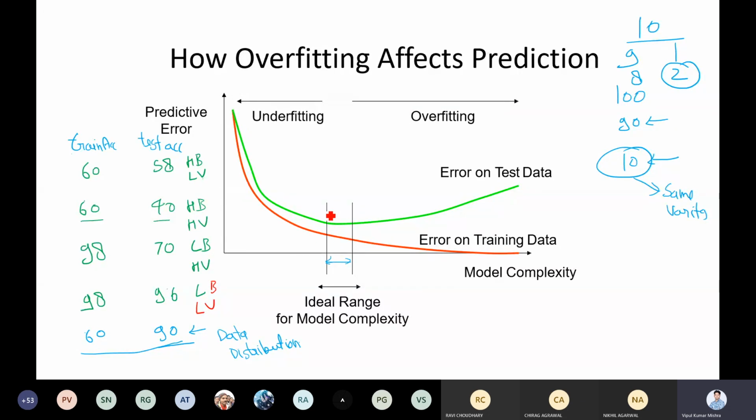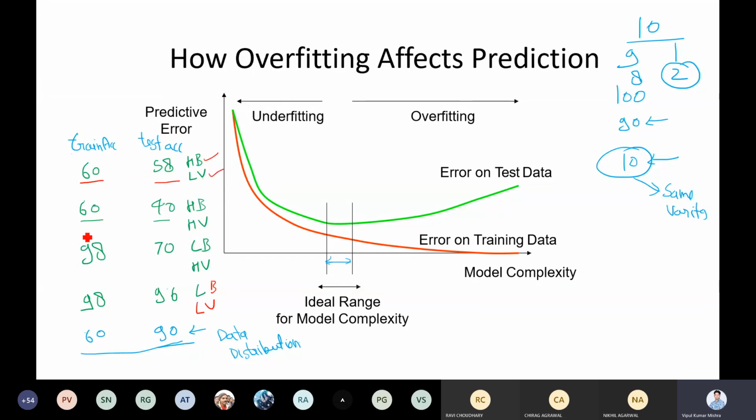Now here we have a few terminologies: high bias, low variance, high variance, those kinds of terms. Suppose your training accuracy is 60% and test accuracy is 58%. It means your training itself is not good, so you can say it is a high bias problem. And why low variance? Because whatever you train, based on that your testing accuracy is close to the training accuracy. So you can say it is a low variance problem.